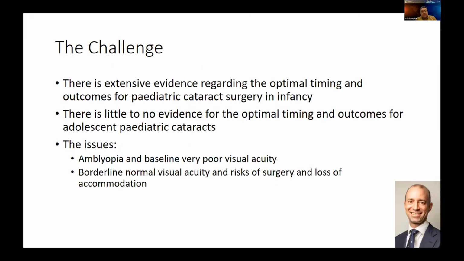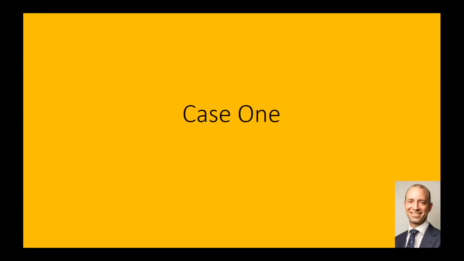And the issues in particular that we face are thinking about the patient's visual acuity and outcome in context of amblyopia, and having often very poor baseline visual acuity as a result. And then the potential for borderline normal visual acuity and the risk of surgery and loss of accommodation that we induce with cataract surgery. I felt the best way to do this was to share my experience with 3 cases, each which have a common theme based on the issues I discussed previously, but also draw out particular important features. And again, I hope that we can all learn from our experience together.